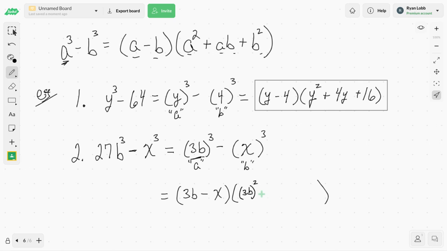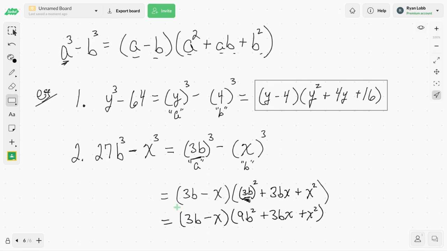Okay, then plus 3b times x. So we might write that as just 3bx. And then plus here, x squared. And since we don't have that one term, that's fine. We can write it just like that. Now notice, what does this become here, though? What's 3b times 3b? Well, that's going to become 3b minus x, and then write it out as 9b squared plus 3bx plus x squared. Okay, now there's that one.